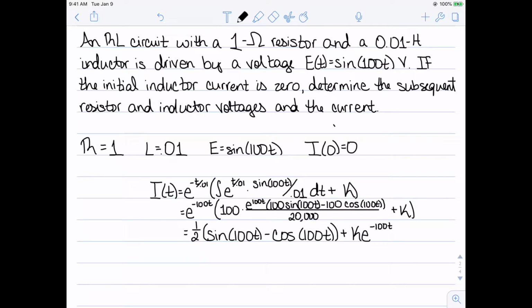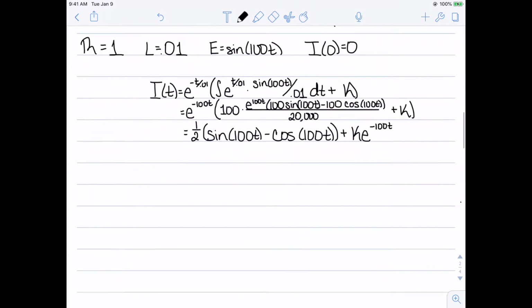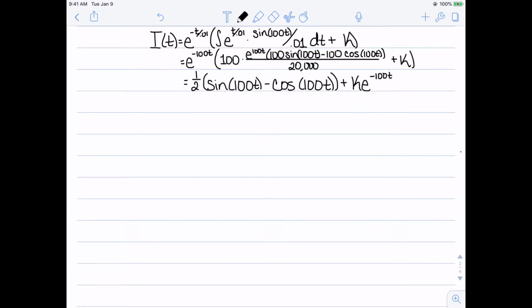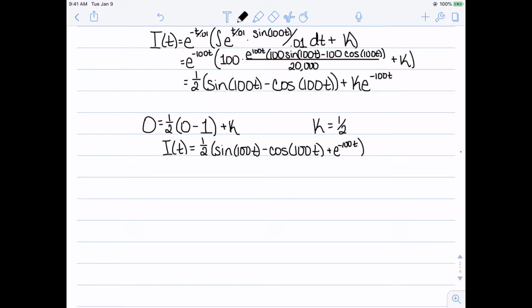And we also know an initial condition. We know that I of 0 is equal to 0, so let's stick that in and see what happens. Sine of 0 is 0 and cosine of 0 is 1. E to the 0 is 1, so that gives us 0 is equal to 1/2 times 0 minus 1 plus k. And we can solve that to get k is equal to 1/2. Substituting that in, we now have a formula for the current. So we've done one of the 3 things that we needed to do.